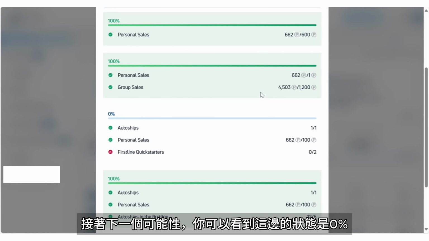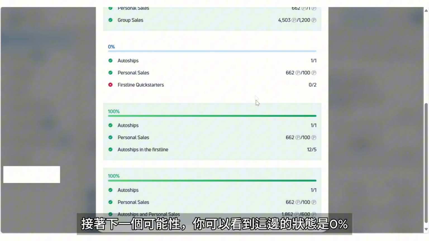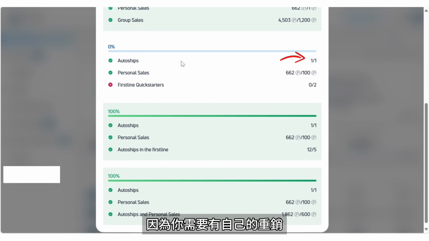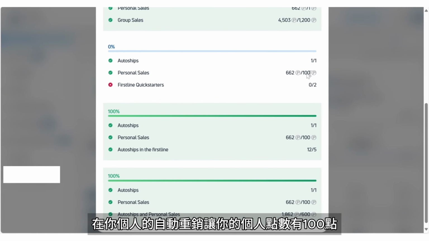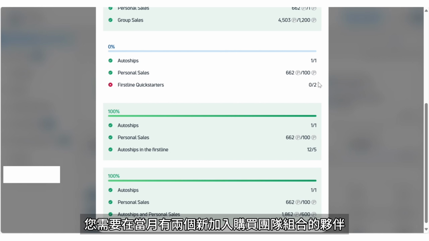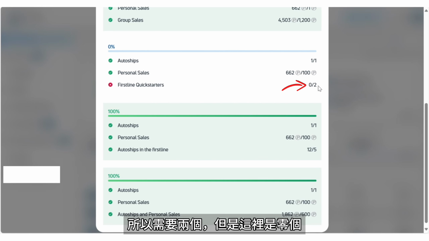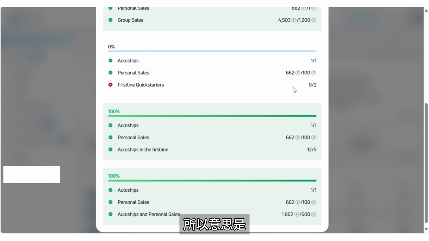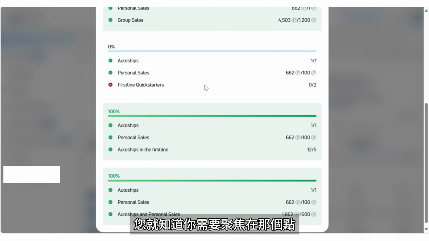So the next possibility, you see the status is on 0%, because with your own ordership and with the personal sales in your ordership of minimum 100 points, you can achieve check assurance even with 2 quick starters per month. So 2 are required, 0 are already achieved. So it means the first 2 requirements out of 3 are achieved. 1 is missing, so you see immediately when there is a red cross what you can focus on if your check assurance is not done yet.